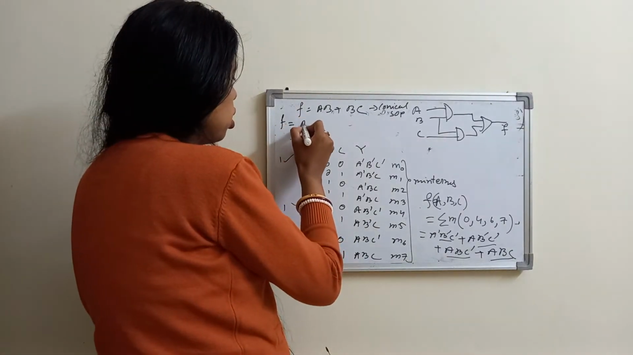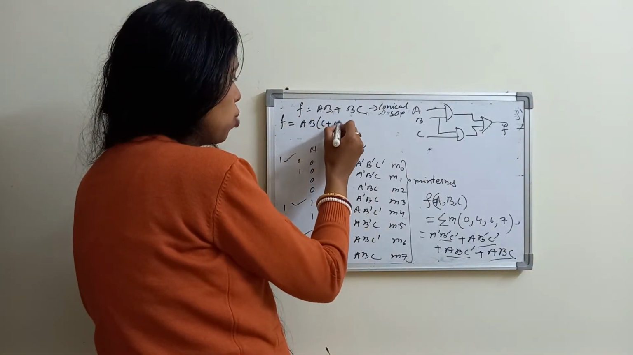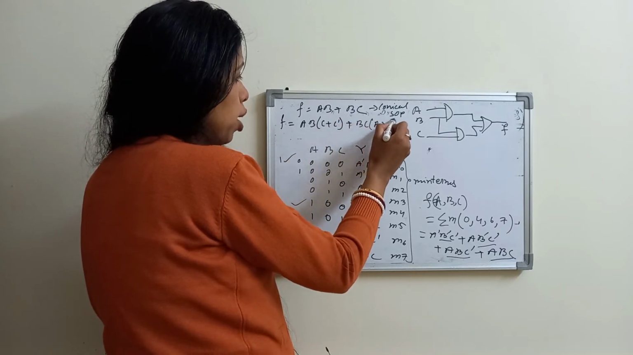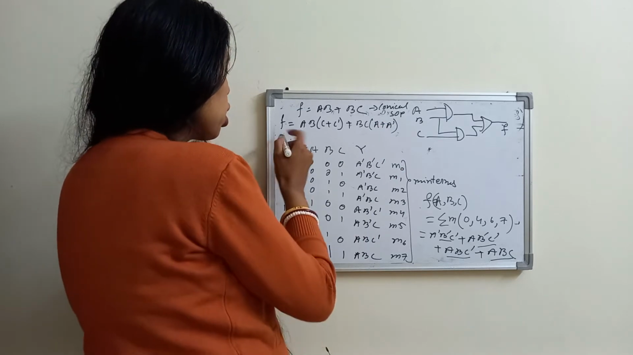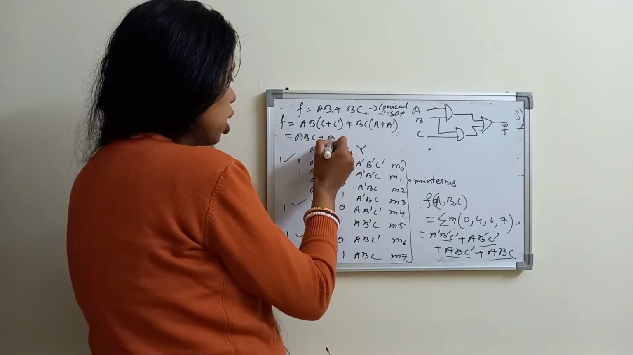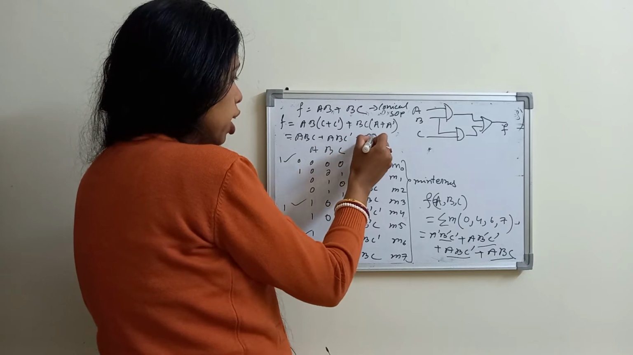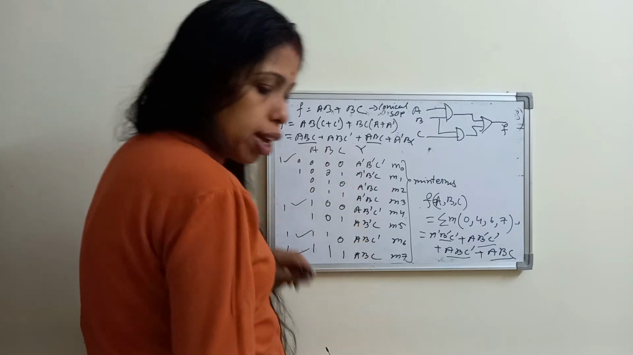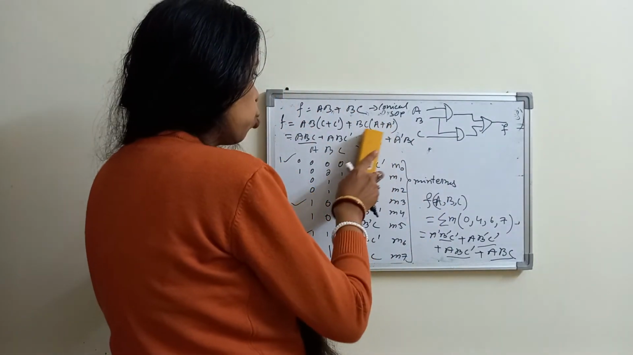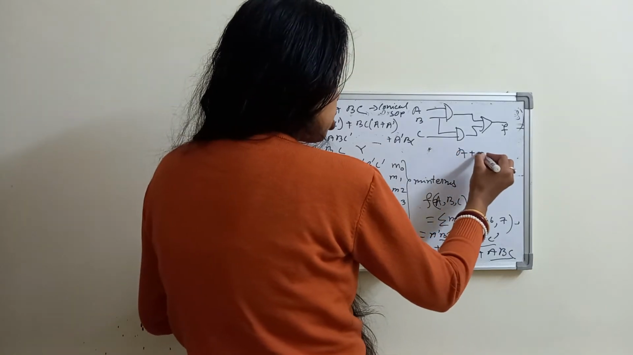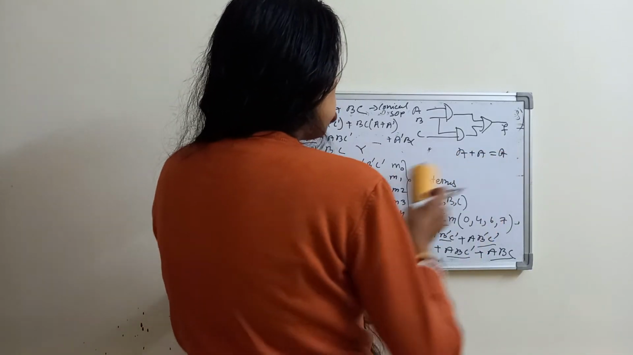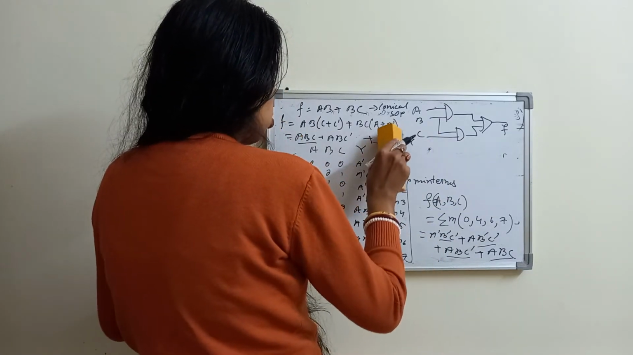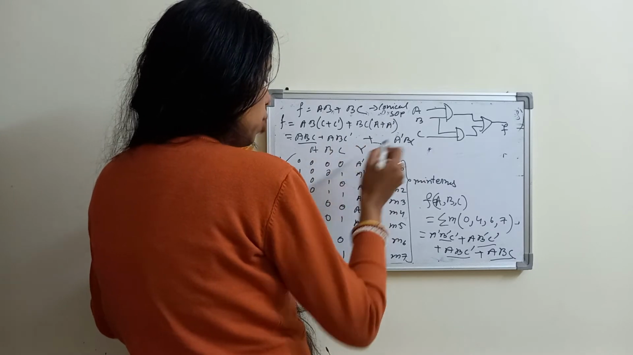Here C is missing, so I am writing C plus C prime. Here A is missing, so I am writing A plus A prime. Now we get ABC, ABC prime, again ABC and A prime BC. These two are the same, so you can consider them as one term. If both are the same, what is the property? A plus A is equal to A. By using this property, I am writing only three terms: ABC, ABC prime and A prime BC.